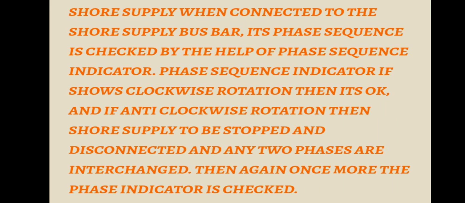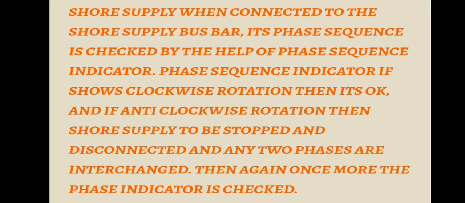When the shore supply is connected to the shore supply bus bar, the phase sequence will be checked with the help of the phase sequence indicator. This phase sequence indicator shows whether it is clockwise rotation, and then it will be okay. If it is anti-clockwise, then the shore supply should be stopped and disconnected. If any two phases are interchanged, then we have to check the phase indicator again. When it is checked again and found to be clockwise, then it is okay. Otherwise there is some problem with the connection.